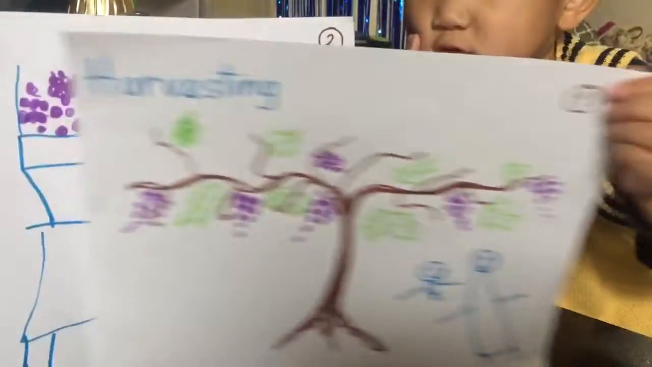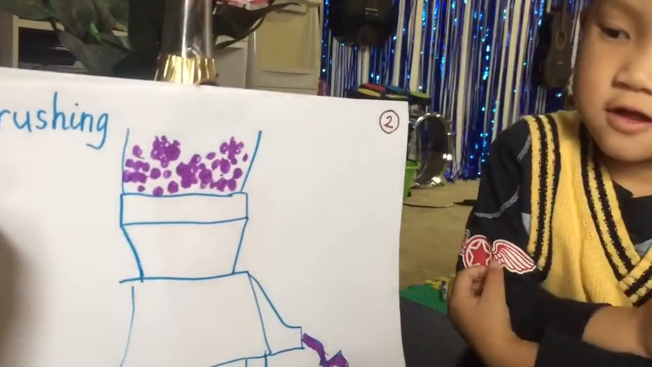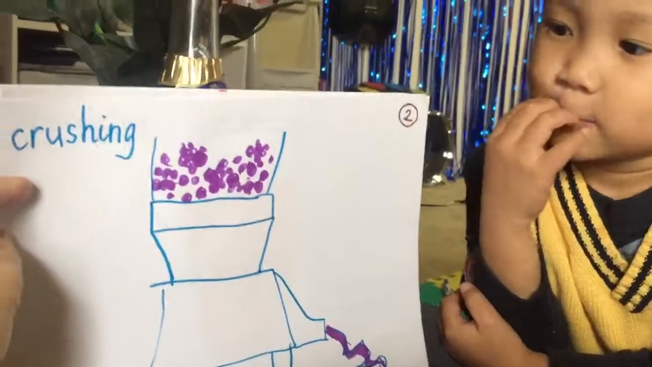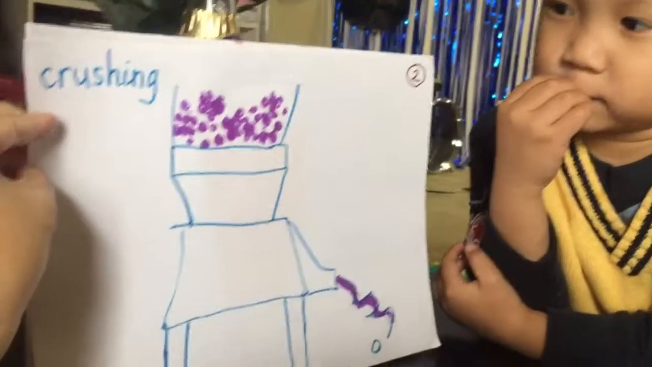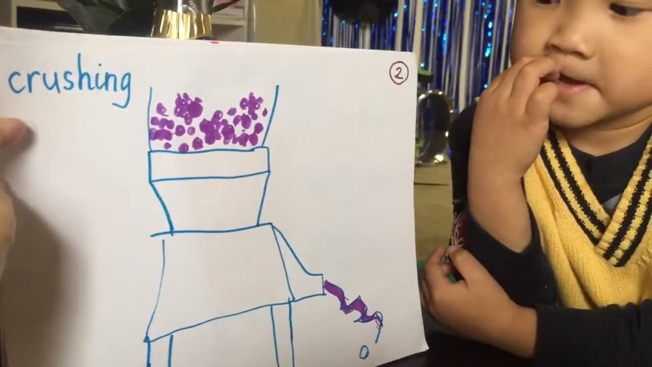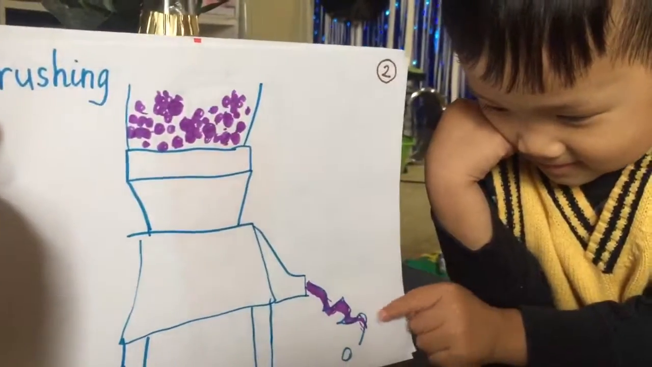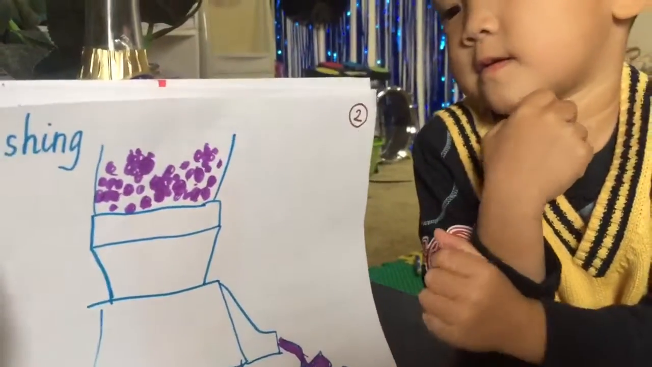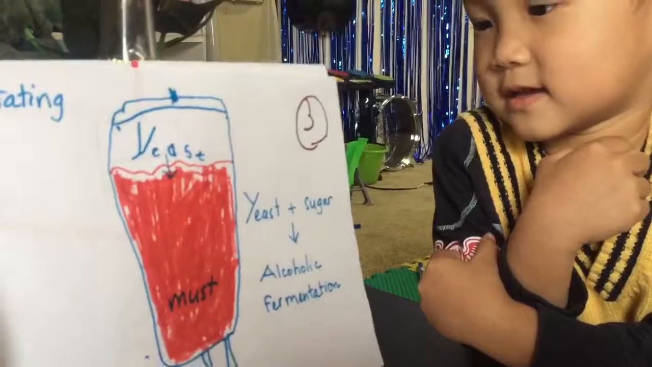And then step number 2 is crushing. What do people do? Put the grapes into the blender and crush it. And this happens.